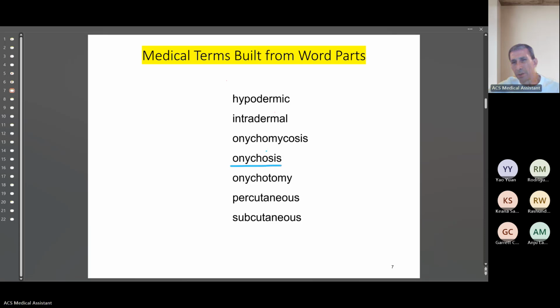Onychosis. Osis is the suffix. Onych, remember, this is the word root. So onychosis, this is an abnormal condition of the nail. It doesn't tell us that it is a fungal infection. It can be something else. The nail has some other issues. It is an abnormal condition. So if the nail has another condition that is not a fungal infection, well, this is an abnormal condition of the nail. That's it.